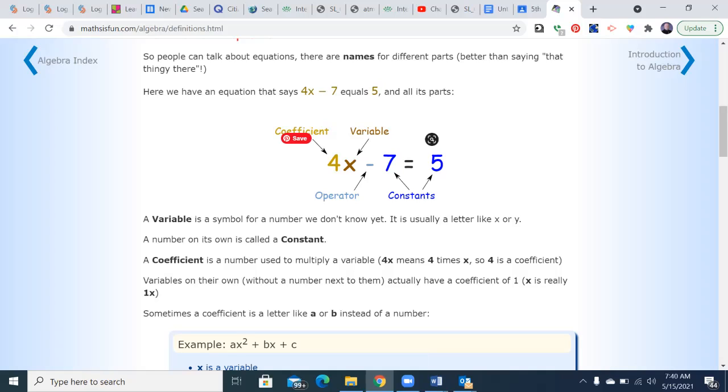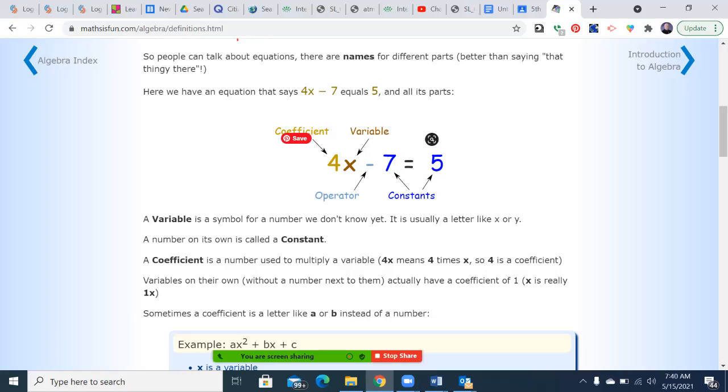The number on its own is called a constant, and we have two constants. No matter what happens over here in the coefficient and variable, I'm going to have to take away 7 in every one of these equations. And my answer is going to be 5, no matter what happens over here in this problem.